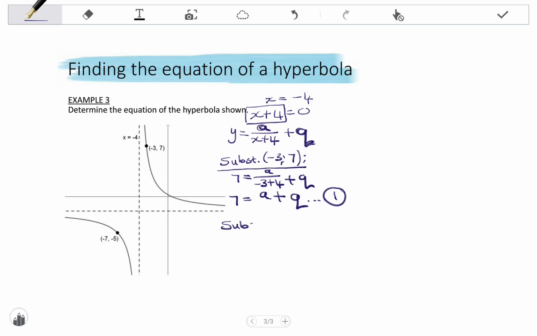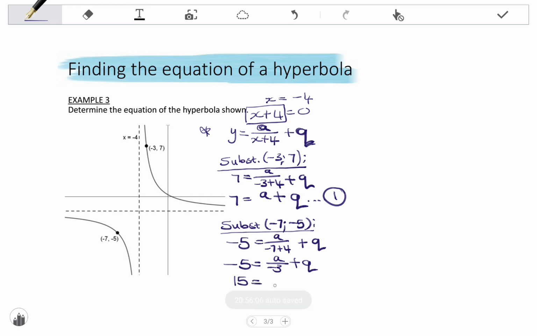Then I'm going to substitute the coordinates negative 7, negative 5 into the original equation. Okay, so I have y, which is negative 5, equals a over x, which is negative 7, plus 4 plus q. Simplifying this, I have negative 5 equals a over negative 3 plus q. Okay, let's get rid of the fraction, so I'm going to multiply by the denominator, negative 3. So negative 5 times negative 3 is positive 15. Then this is a. Q minus times negative 3 is negative 3q.